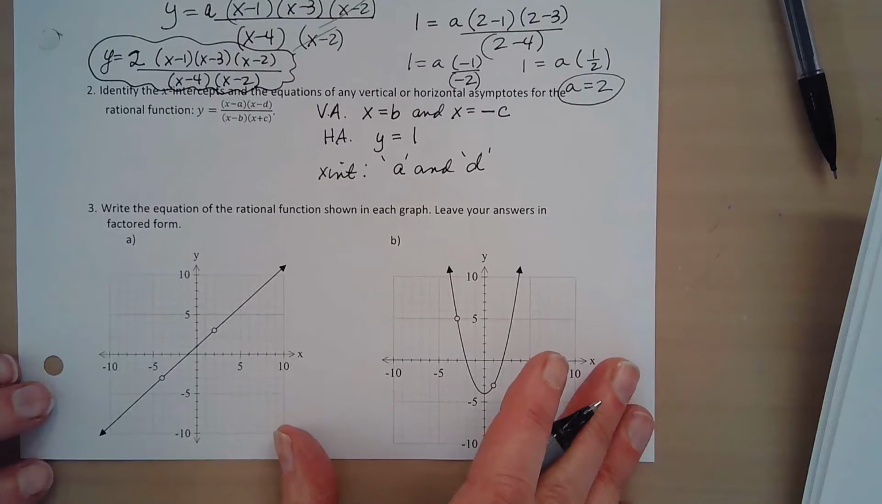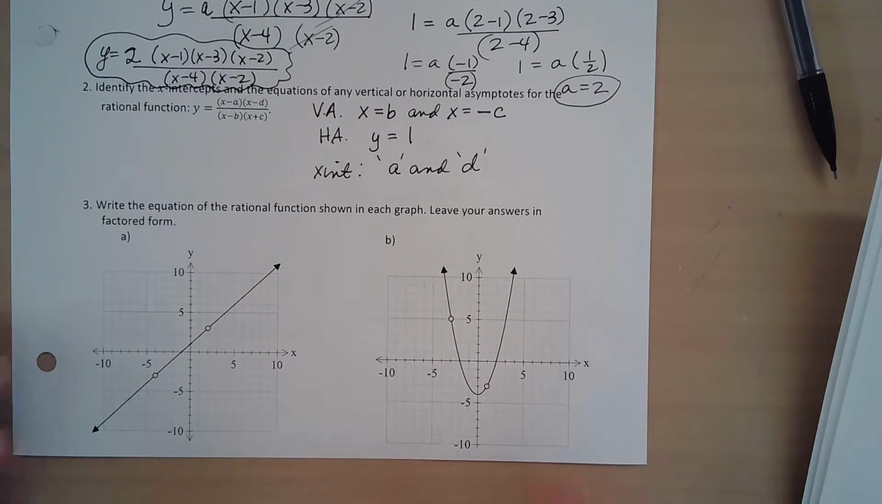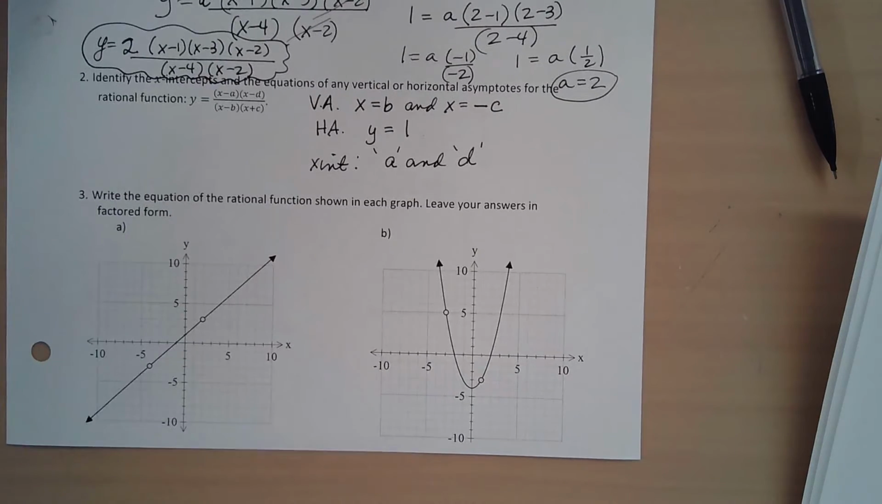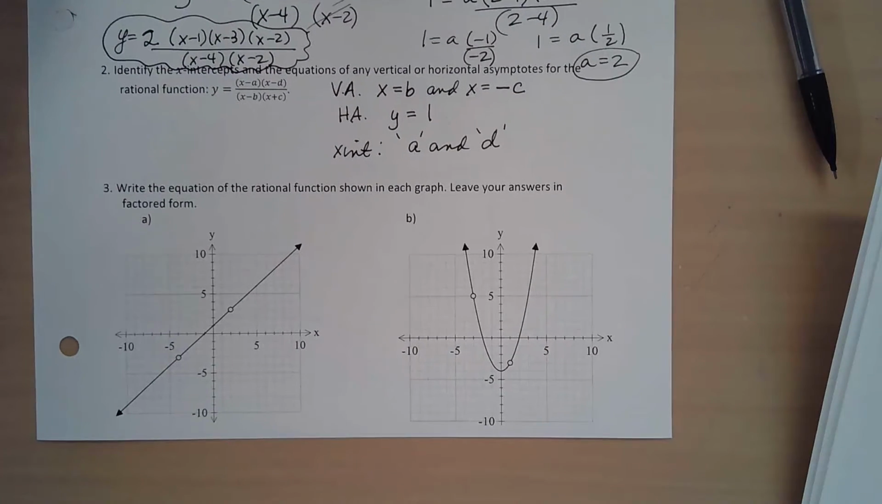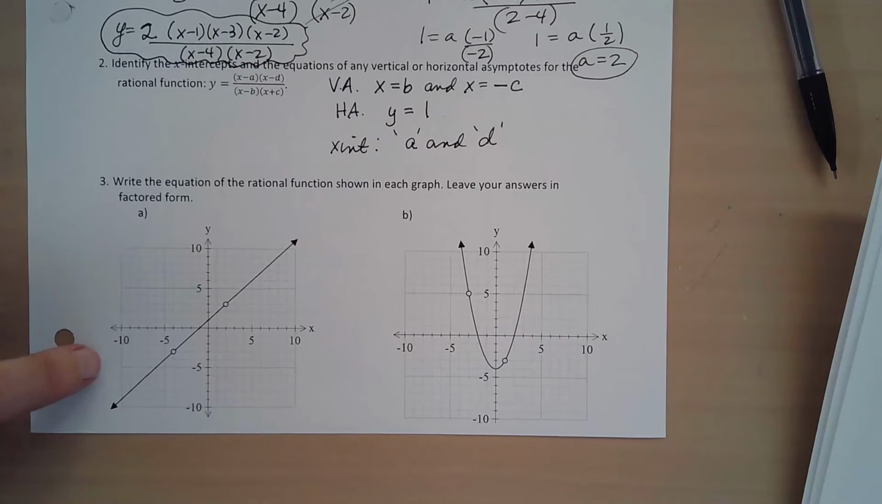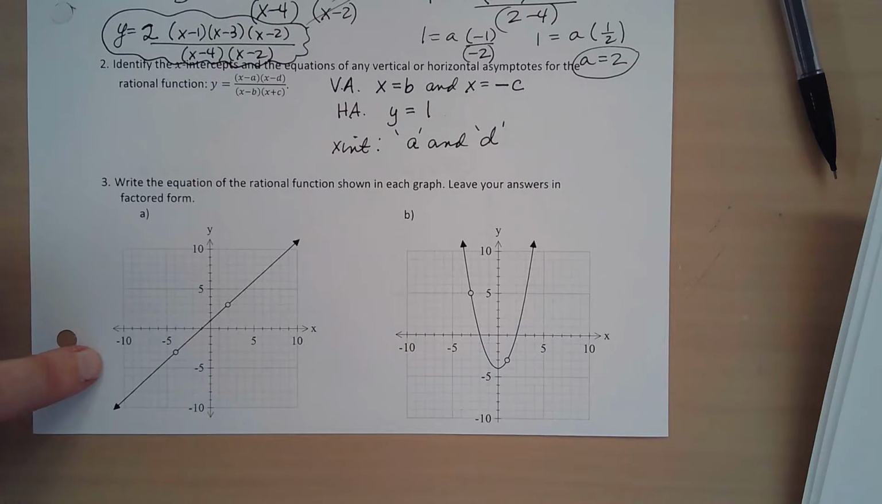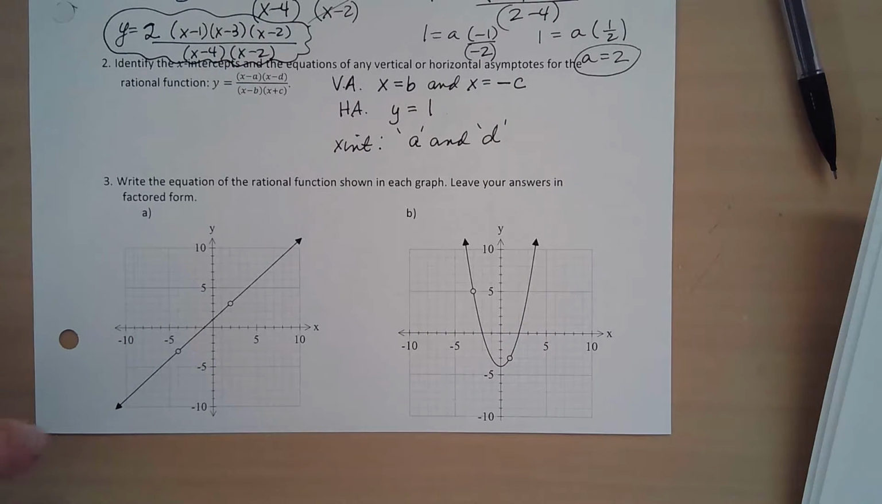Again, it comes back to equations, linear equations and quadratics, something that you talked a lot about in grade 10 and 11, but then we can't forget about it in grade 12. So, write the equation of the rational function shown in each graph. This looks linear, but I know it's rational. You know why? Because of the holes. And this looks quadratic, but it's rational because of the holes.